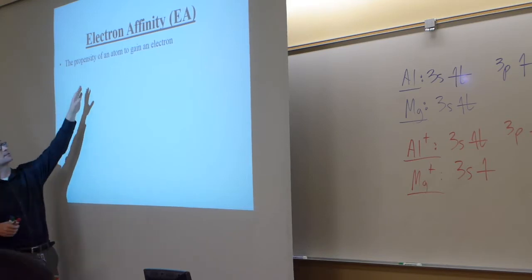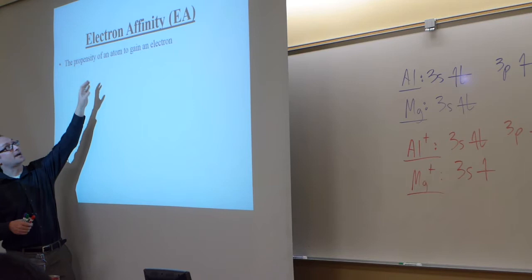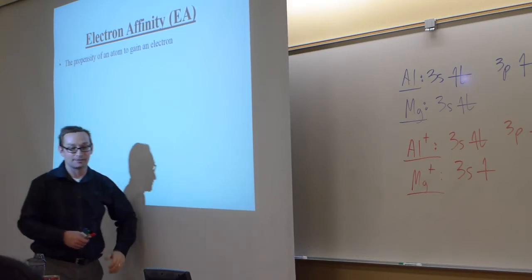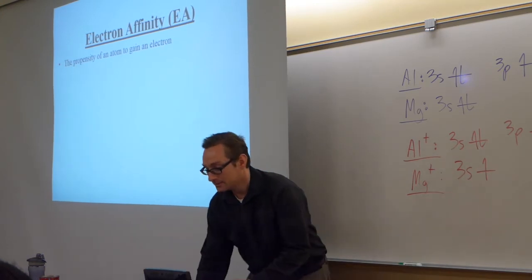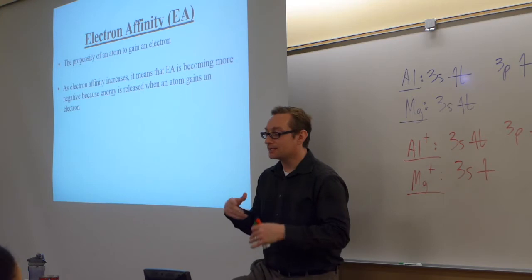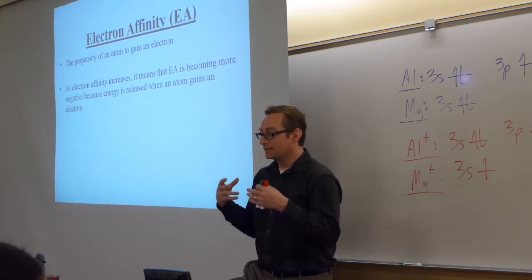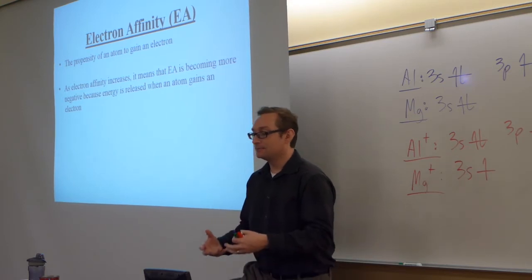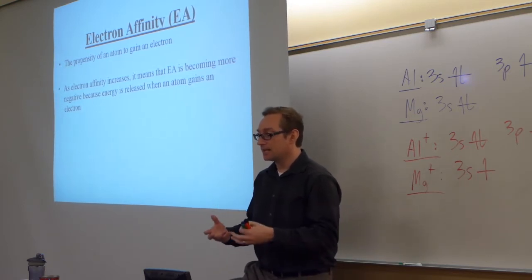All right, so I would just add the words propensity of a gaseous free atom to gain an electron. Okay. So when we say that electron affinity increases, it means that electron affinity is becoming more negative, because energy is released when an atom gains an electron.